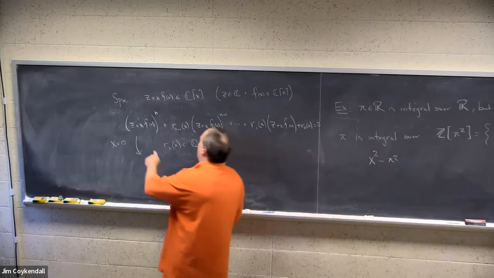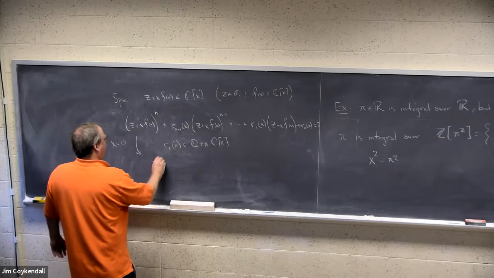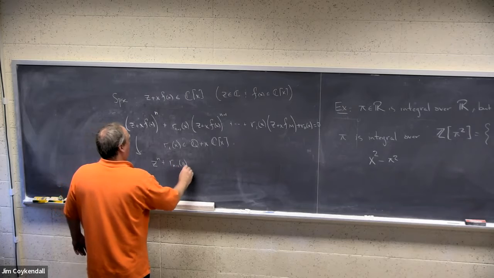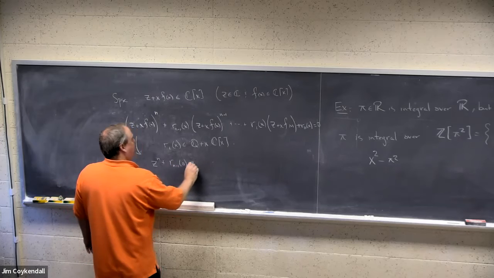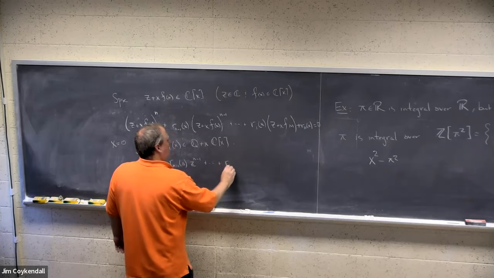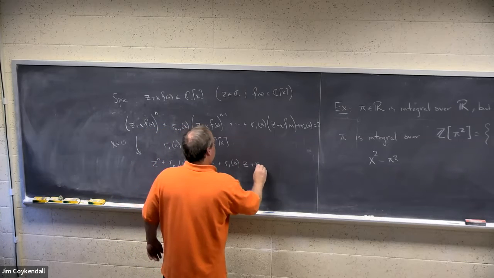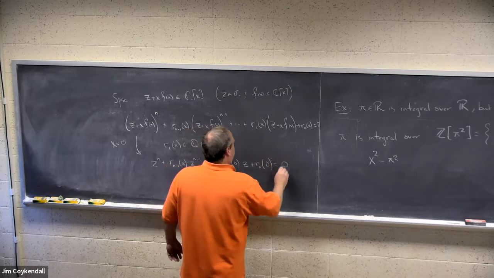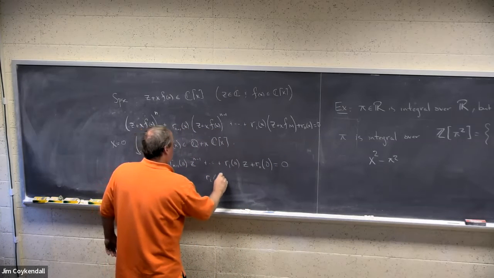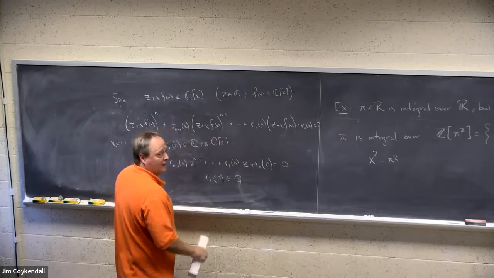What is this? When I annihilate x here, what do I get? I get z^n plus R_{n-1}(0) z^{n-1} plus ... plus R_1(0) z plus R_0(0). And now each R_i(0) is in Q.